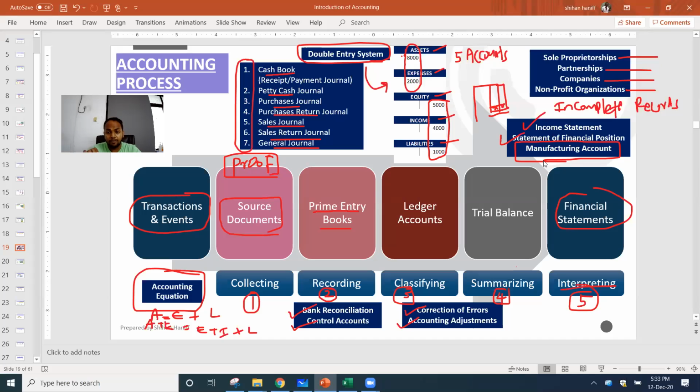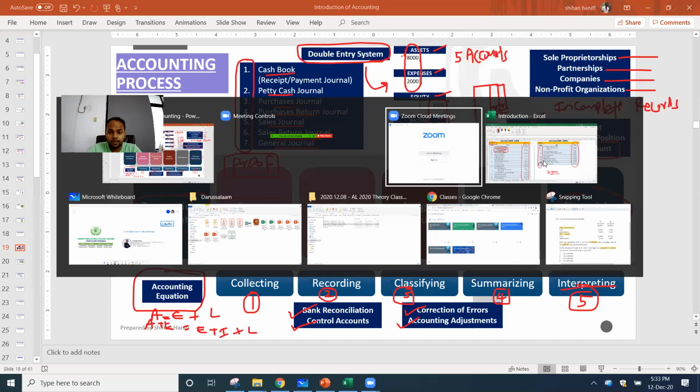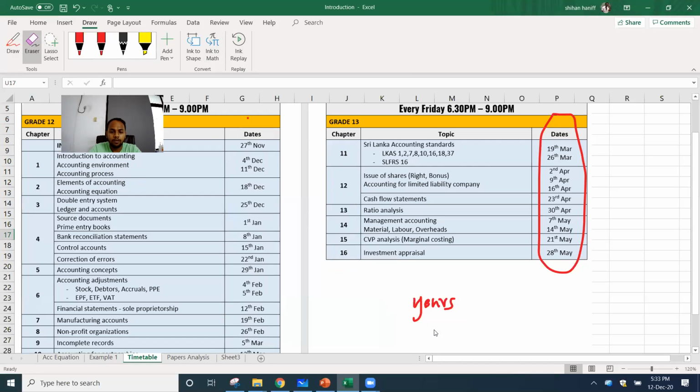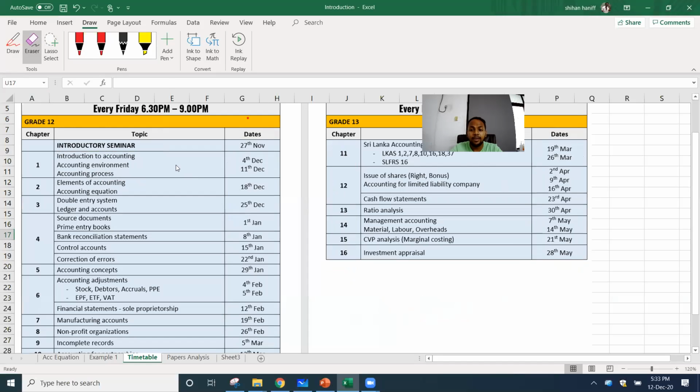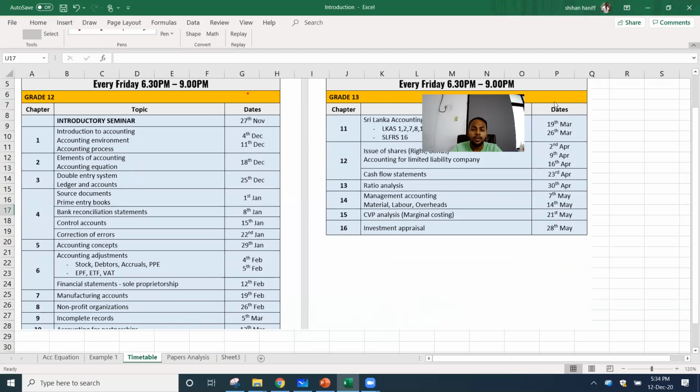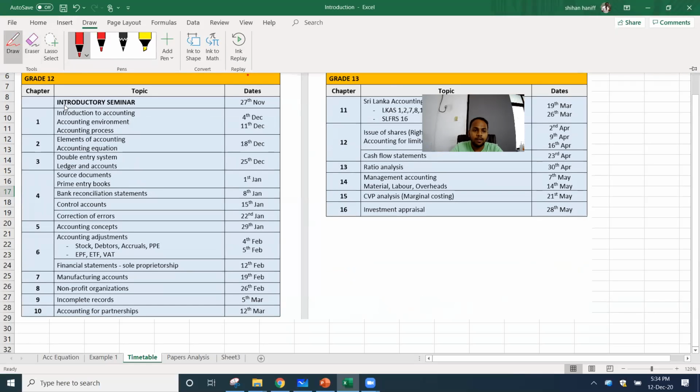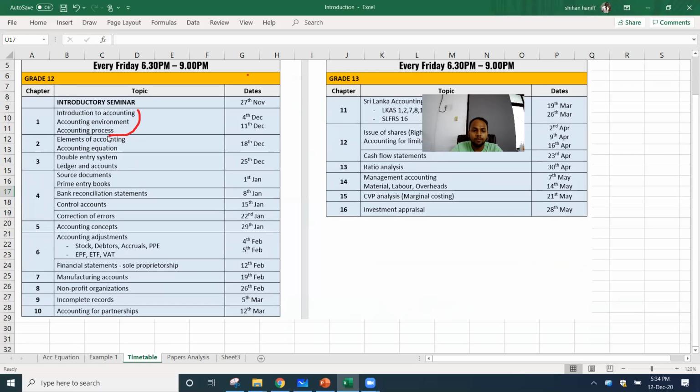Now let's look at our syllabus. Right. So this is our syllabus. Right. So let's look at how it links with the accounting process. Now, if you look at the initial chapters, grade 12, the introduction to accounting, accounting elements, accounting process. This is basic introduction, right? The definition and some of the major areas.